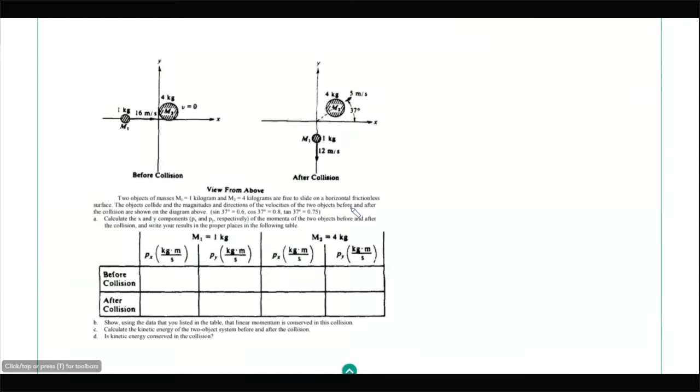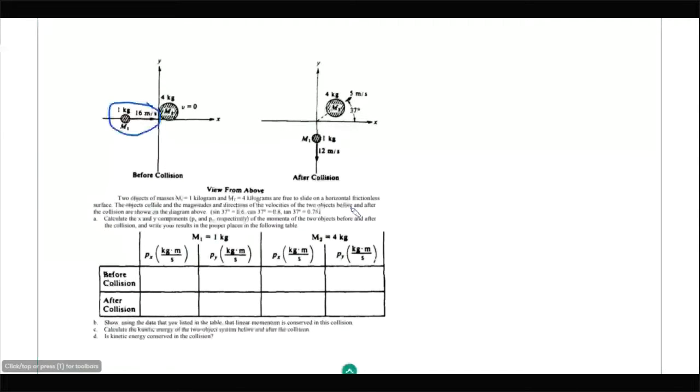So we've got 2 objects, M1 and M2. They're moving on a horizontal frictionless surface, and they collide with each other. So M1 and M2 beforehand, and then afterwards they collide at some sort of angle. Normally, when we see momentum questions, we're talking about one direction. This one's dealing with 2. It's no different. All we have to do is worry about what's happening in the vertical sense and what's happening in the horizontal sense.